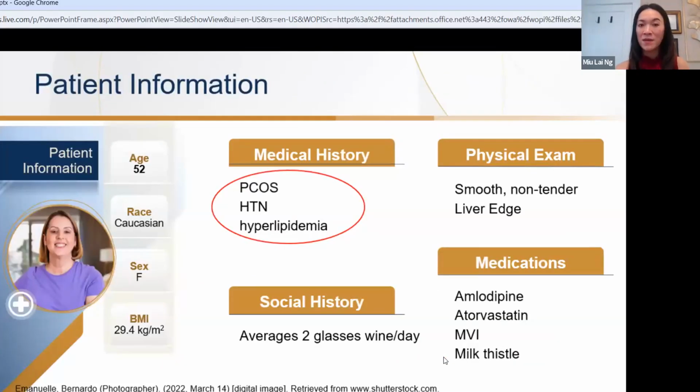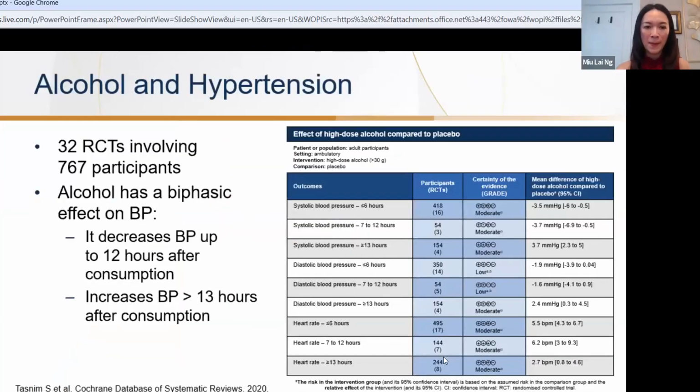So our patient does have metabolic syndrome, PCOS, hypertension, and hyperlipidemia. I want to point out that alcohol has a biphasic effect on blood pressure. Initially, it lowers blood pressure for about 12 hours, but then increases it after 13 hours. This explains why patients with chronic use often present with hypertension.